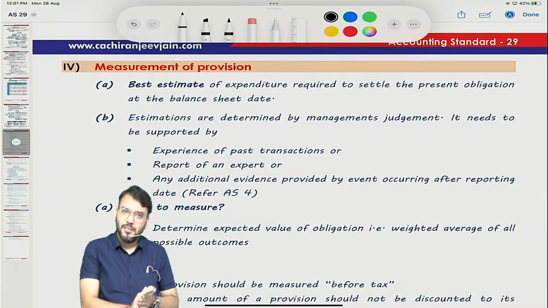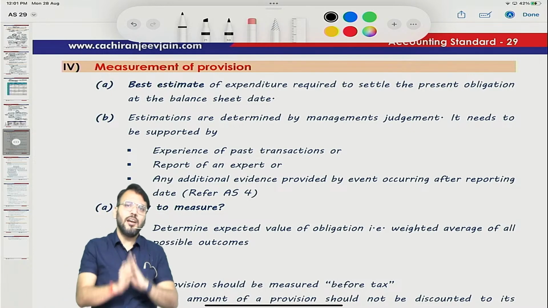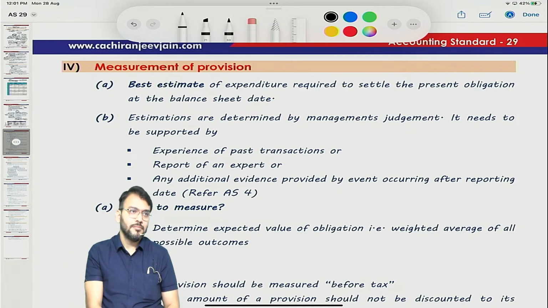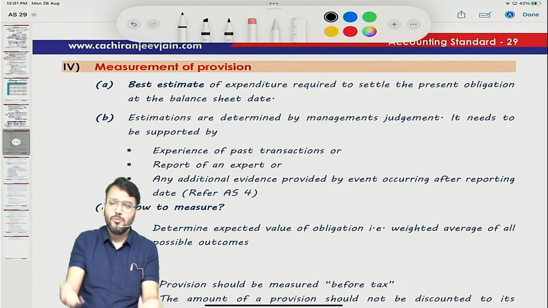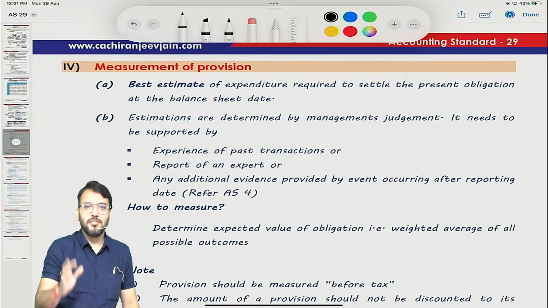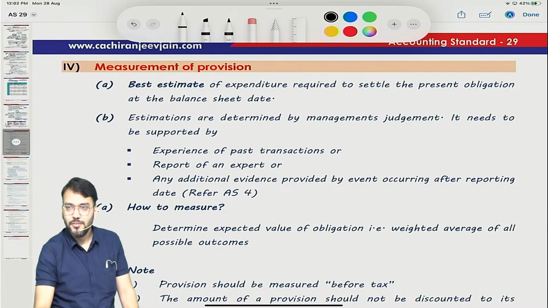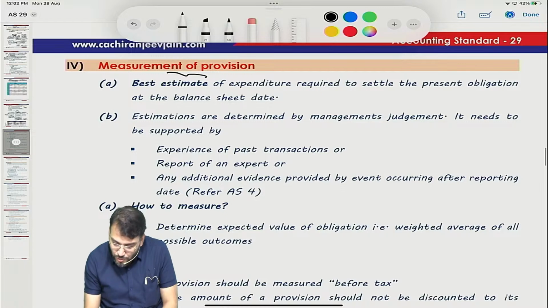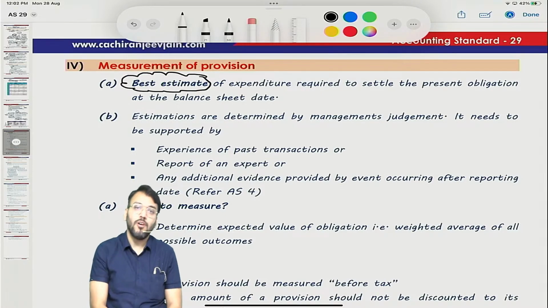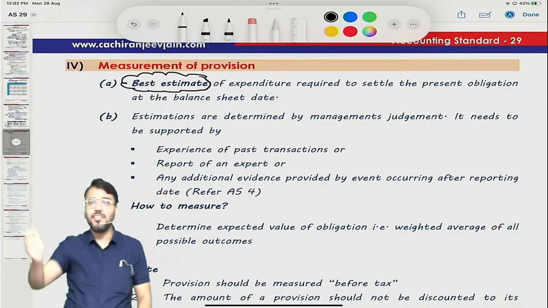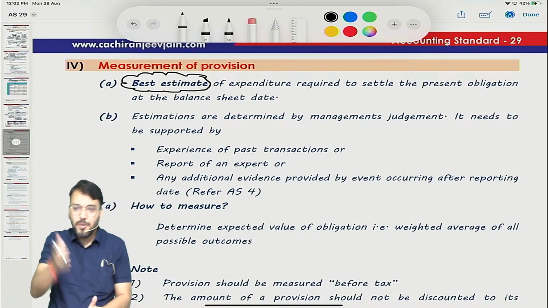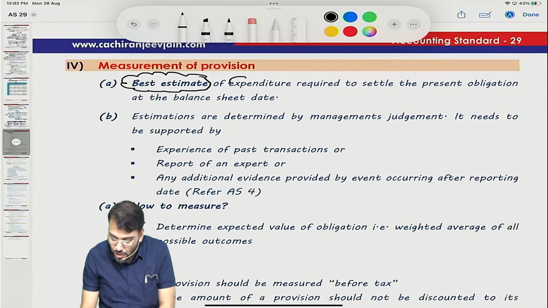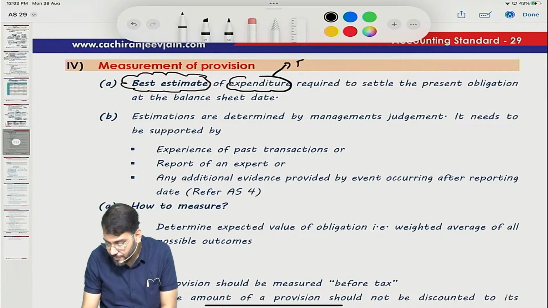Right. Understood? So what AS 29 says is that whatever you are estimating should be the best estimate. Whenever you are doing self-study, I will say, do best study. They are saying make the best estimate. So provision is the best estimate of what? Of future expenditure. Expenditure will be past, present or future? Expenditure will happen on a future date. So it is the best estimate of expenditure, and this is future expenditure.